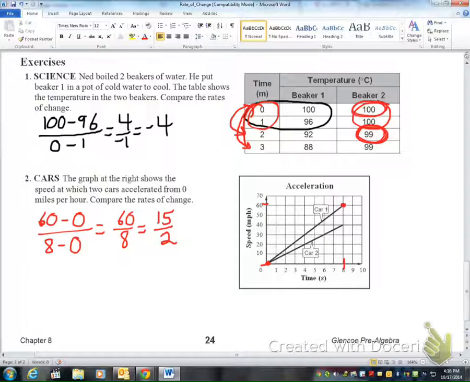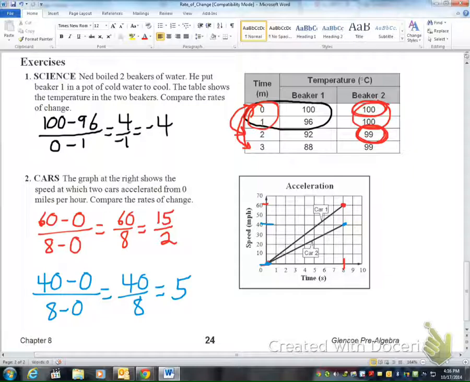Now, the next one, if we look at the second car, it also starts at 0, 0, but it goes to only 40 miles per hour after 8 seconds. So 40 minus 0 gives us our change in its speed, but 8 minus 0 gives us a change in the amount of time. 40 divided by 8, of course, gives me 5. So this one has a rate of change of 5 miles per second.